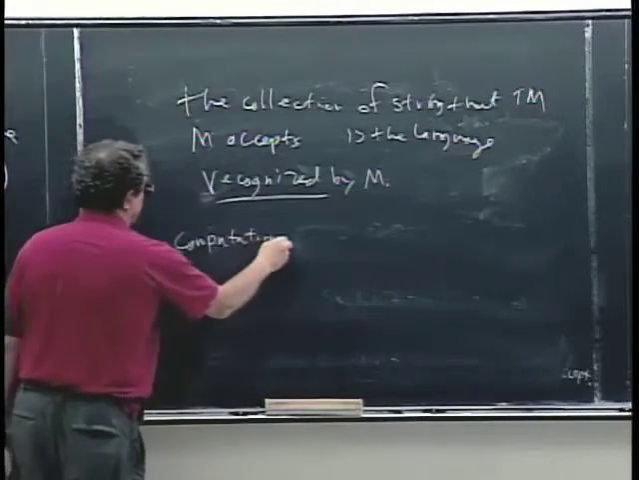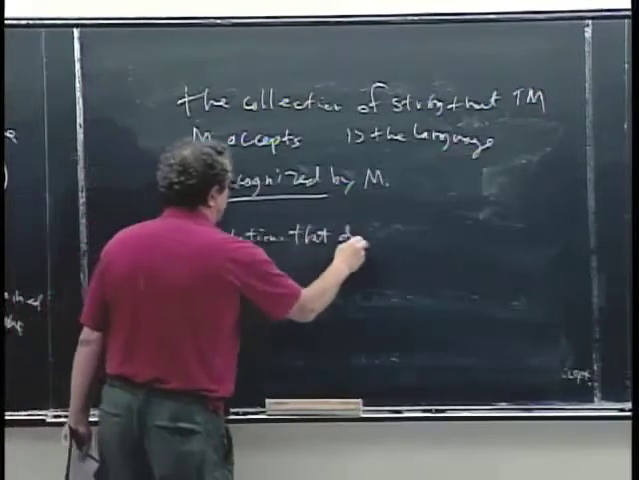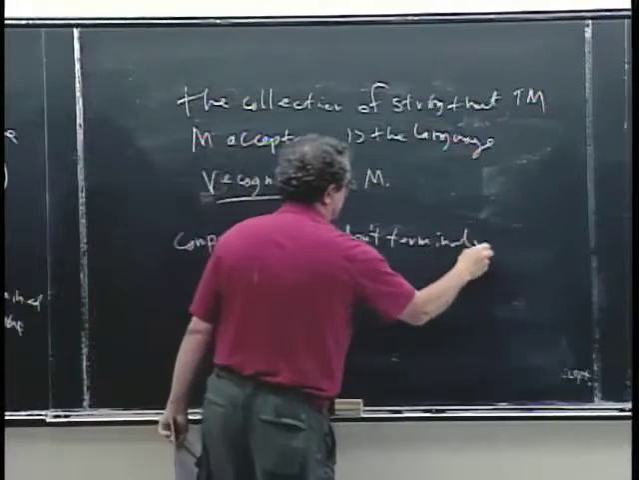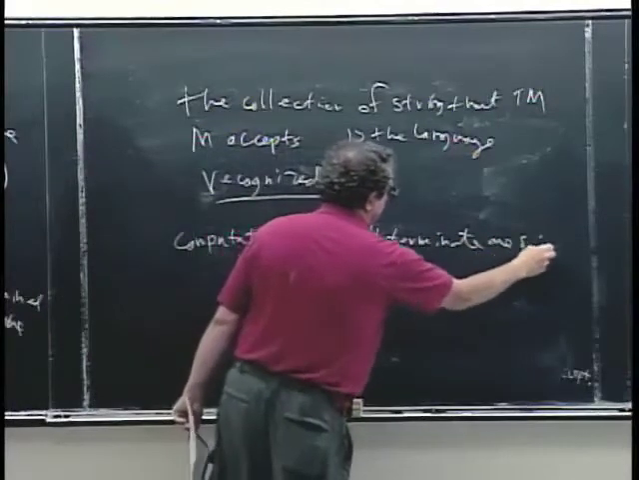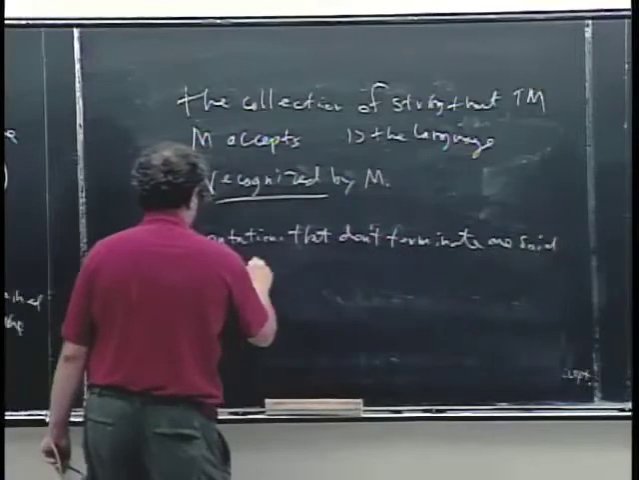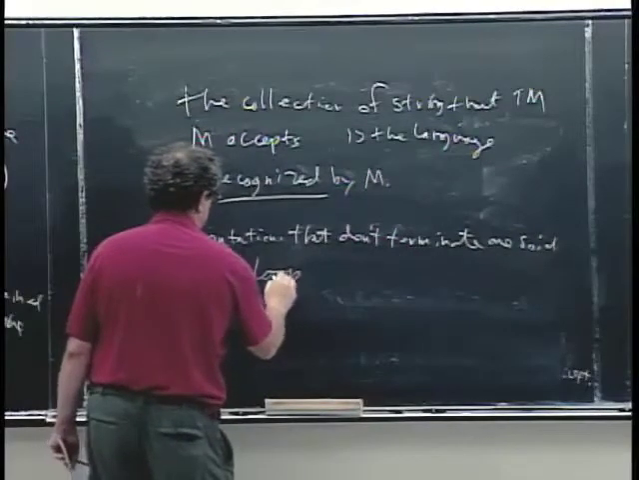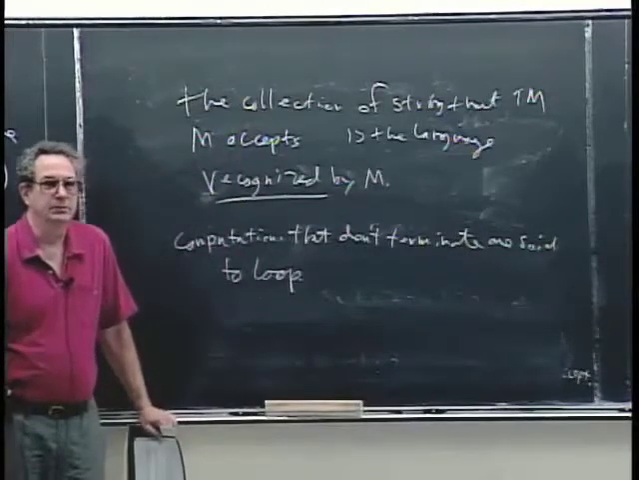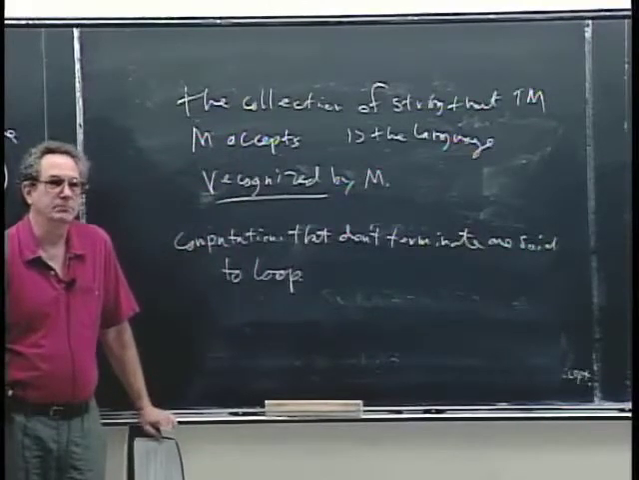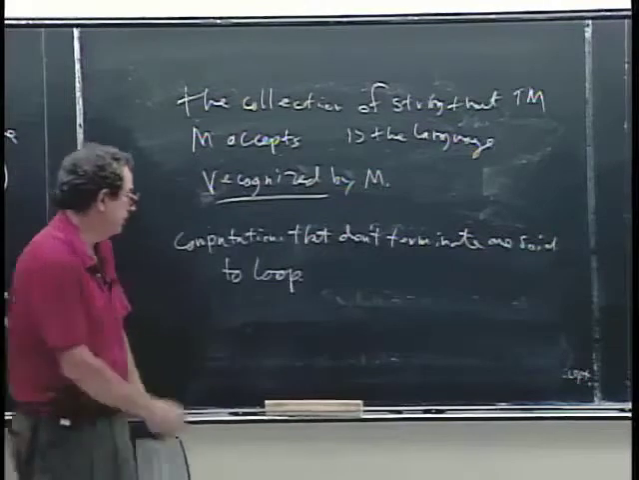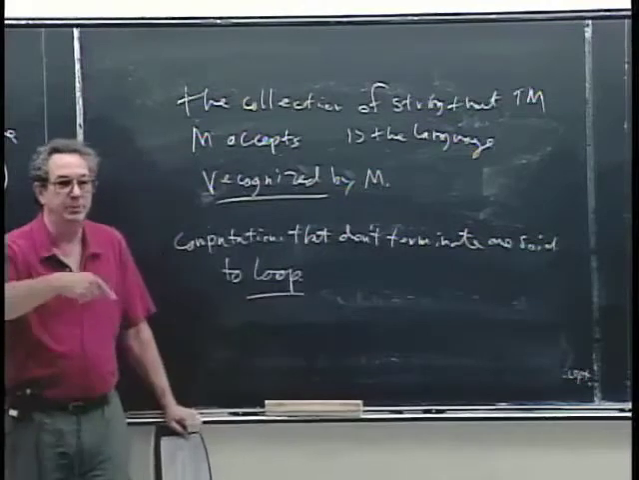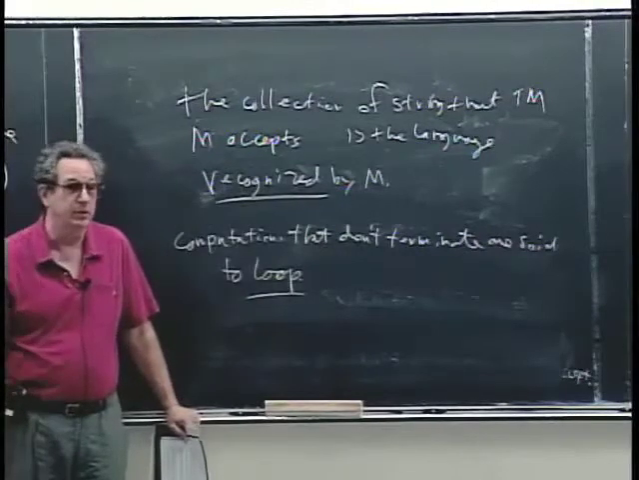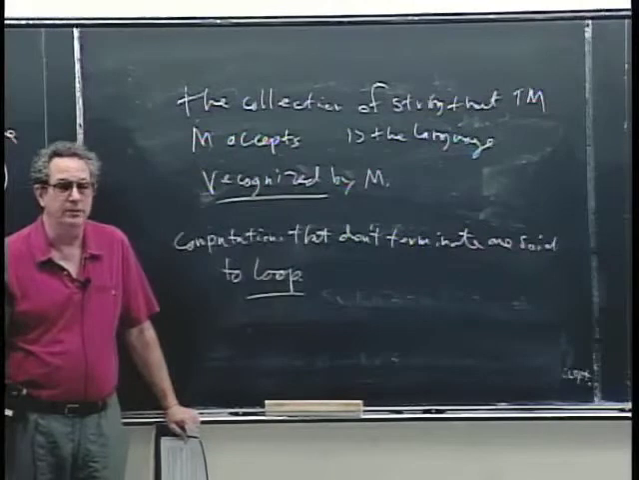Now the book says computations that don't terminate are said to loop. Okay, I don't like that term. I wouldn't have used the word loop here because we've seen computations that can go around a loop, as in the finite state machine, but that's okay. There's nothing wrong with that.